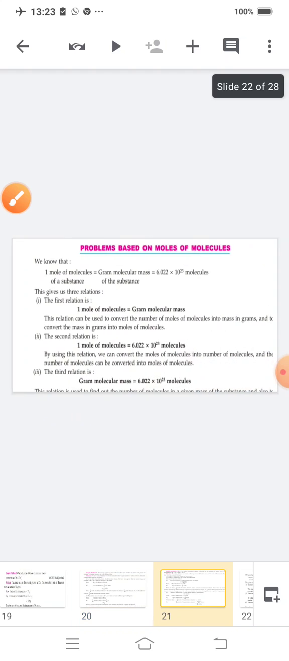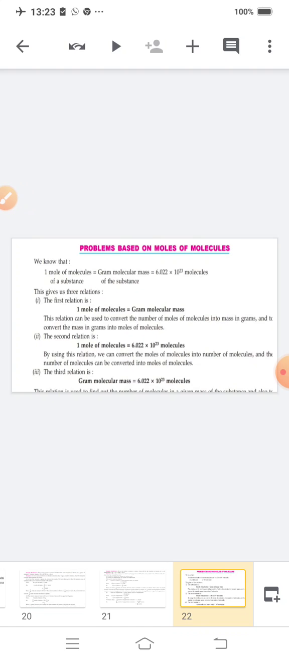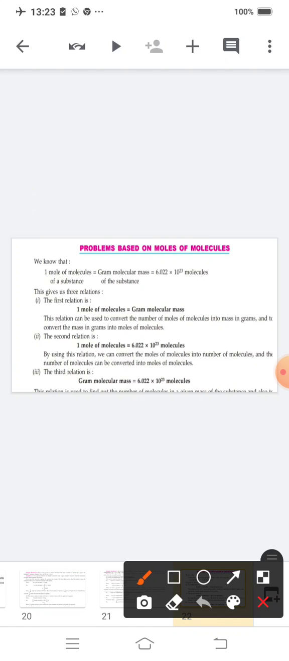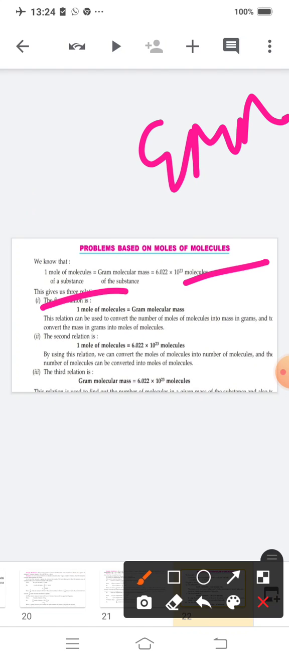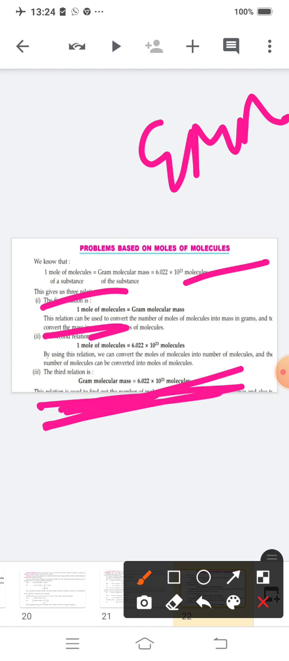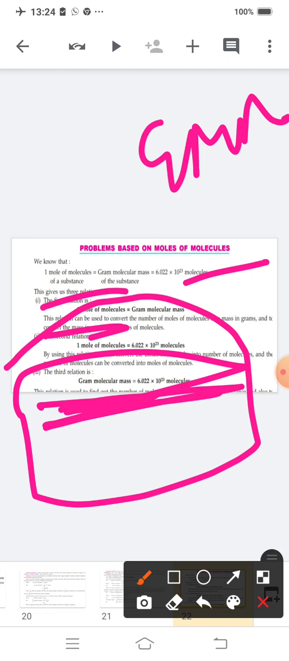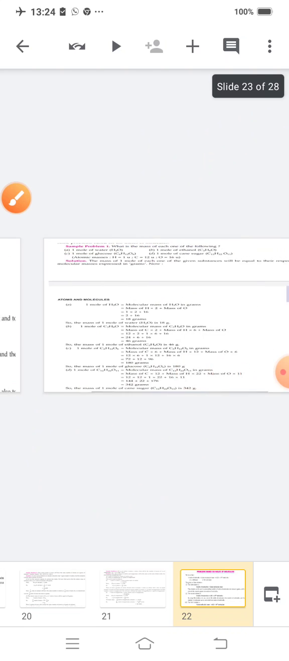Next one. Now, problems based on moles of molecules. We know that 1 mole of molecules is equal to gram molecular mass, and it contains 6.022 into 10 to the power 23 molecules. Similarly, like earlier, 1 mole of molecules is equal to GMM. Clear? And we know that 1 mole of molecules, how many molecules are there? 6.022 into 10 to the power 23. So 1 gram molecular mass is equal to 6.022 into 10 to the power 23 molecules. Let us do this example.